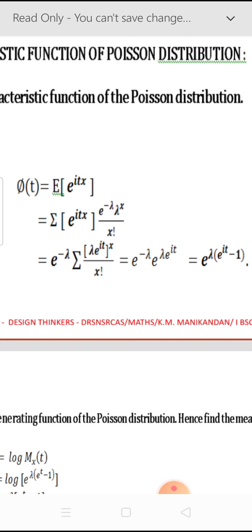Already we are having e power minus lambda in the front side. The expansion of summation lambda e power it whole power x by x factorial is nothing but e power lambda into e power it. So in the power part lambda is common, you take the common part lambda outside, therefore you will get e power it minus 1. So the characteristic function of the Poisson distribution is e power lambda into e power it minus 1.